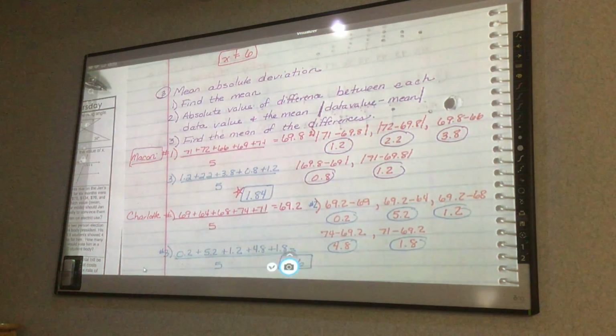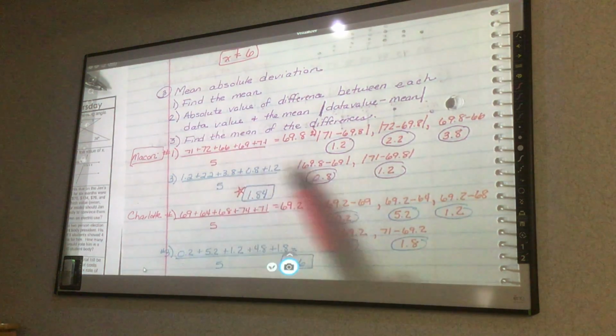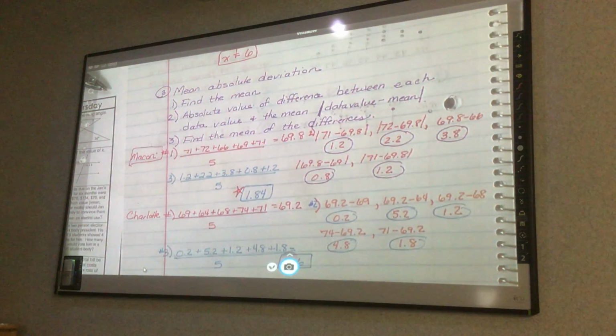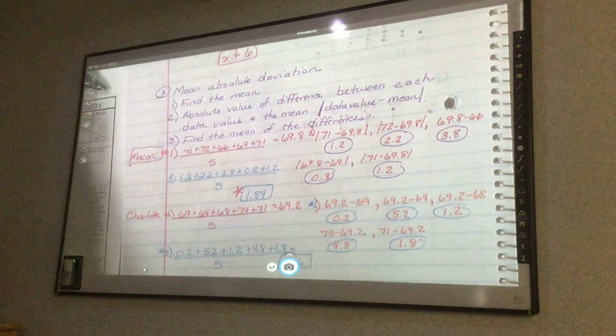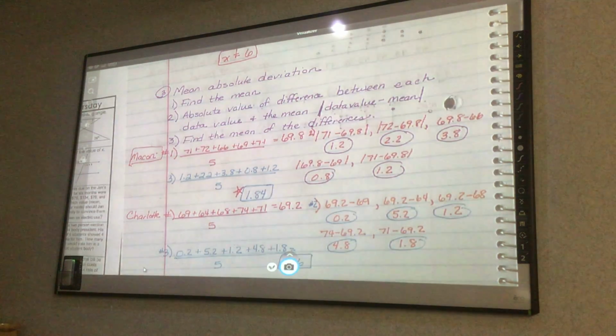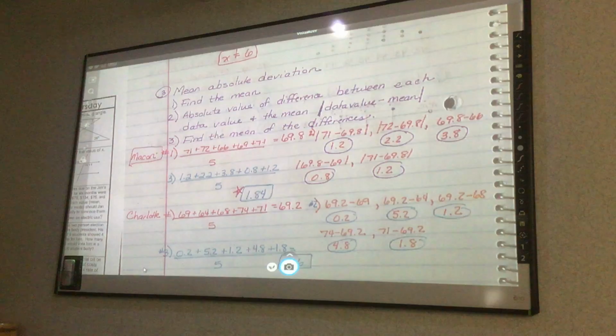That's a lot of work to show the mean absolute deviation. You would write it out, but use your calculator if you need to. Some of these I thought were easy to subtract in my head, but when you want to add them and divide, use your calculator. Does anybody need more time to write it down?